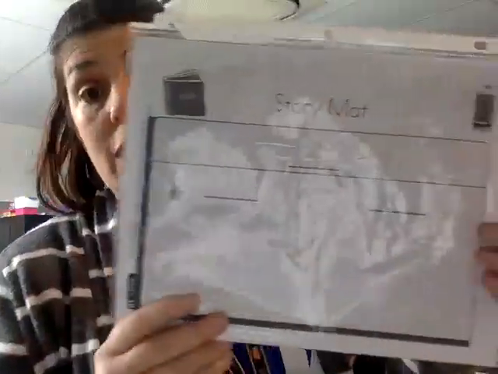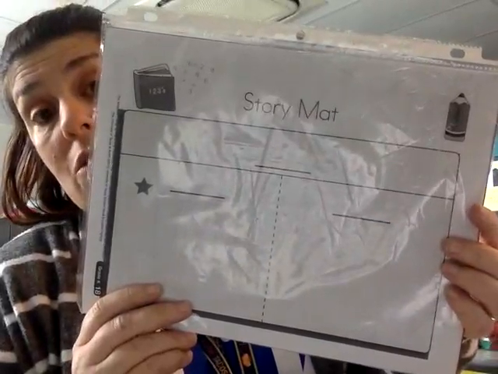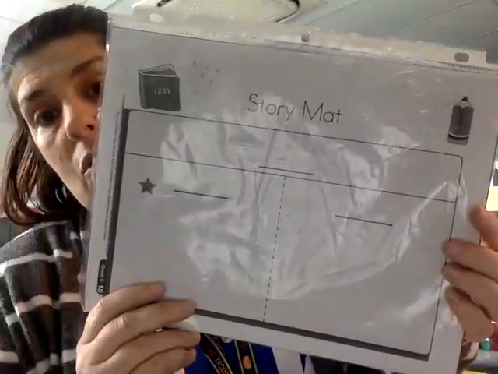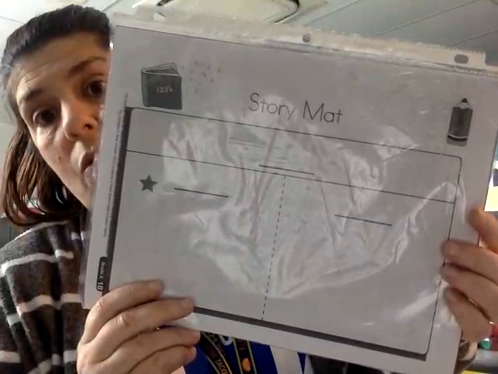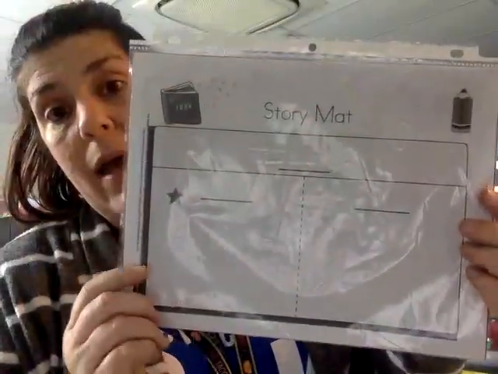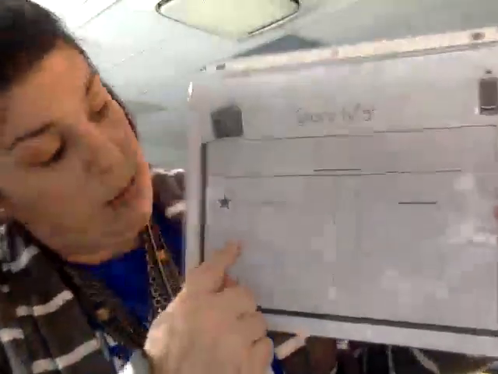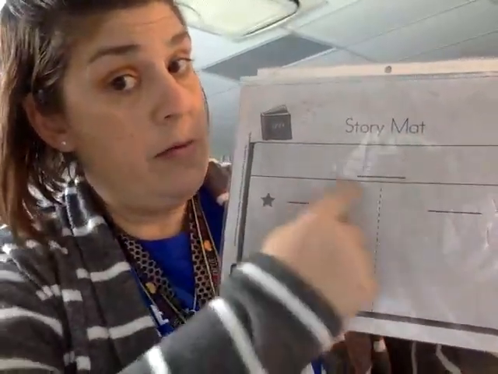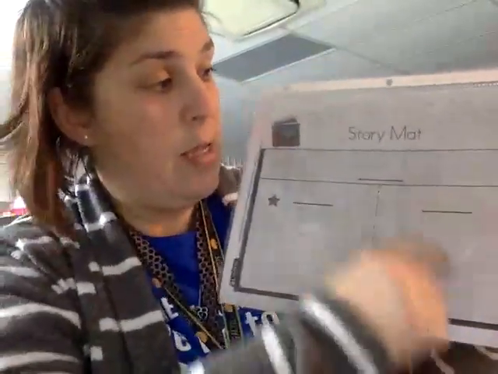All right. So what you're going to do is you're going to have this sheet, your story mat sheet, and you need a pencil or something to go with it. And remember, this is set up as part, part, whole. So, part one, part two, and that equals your whole. That is how your story mat is set up.